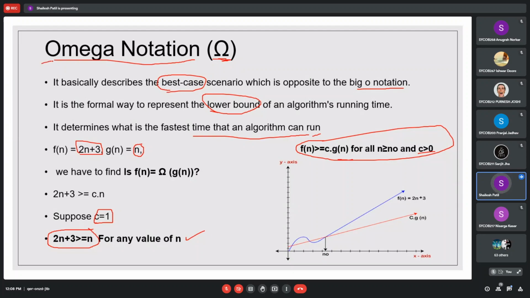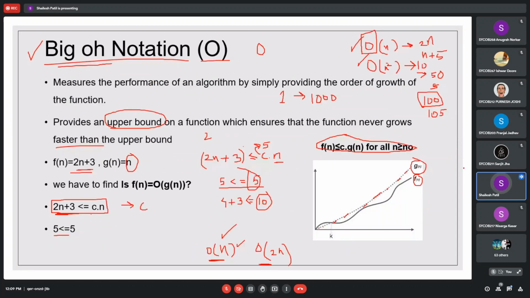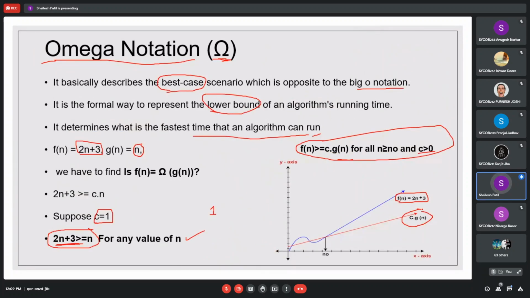What is this omega notation? It always gives us the lower bound. For linear search, as we have already seen, we can find the element in the best case at the first position. Now how is it represented? This is f of n, and the g of n is below it. It is the reverse case: f of n is above and c g of n is below. In this graph, c g of n will always be below f of n for any value of n.